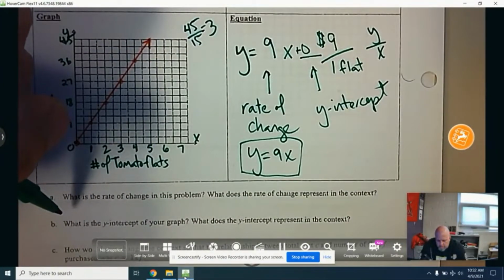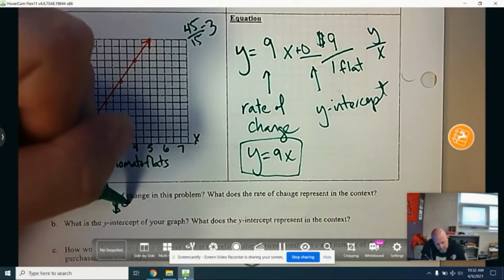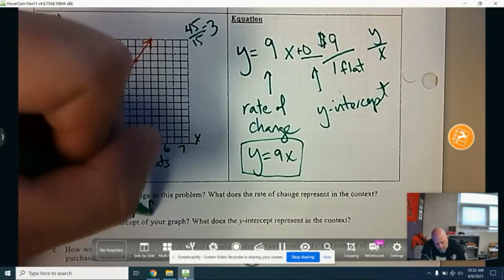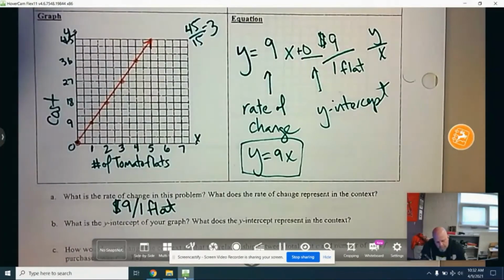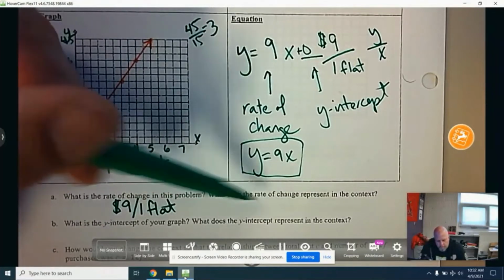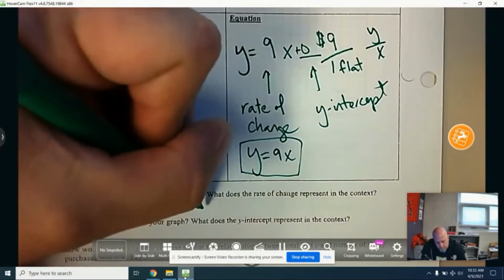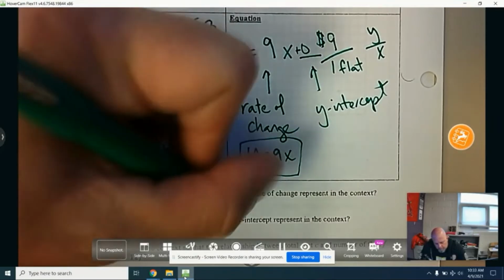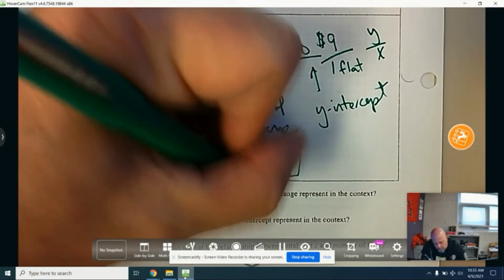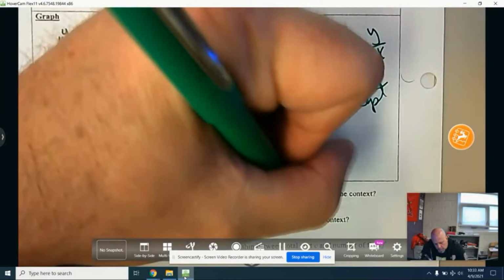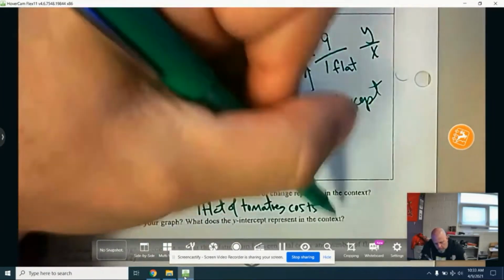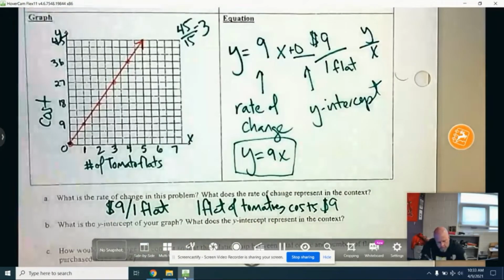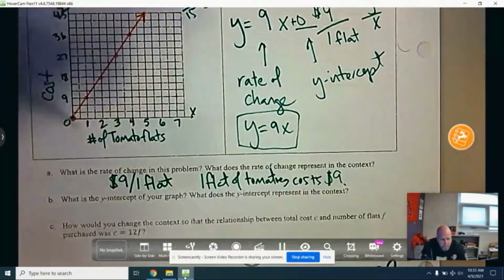Now the rate of change we just talked about, we said it was $9 per 1 flat. And what does that mean? Well, it means 1 flat of tomatoes costs $9. Okay, 1 flat of tomato costs $9.